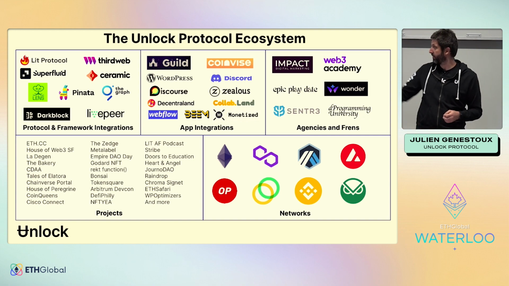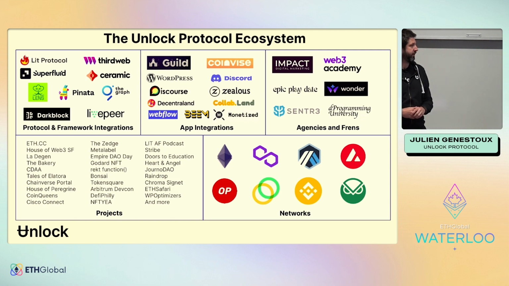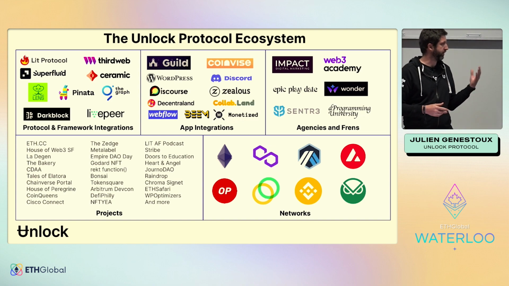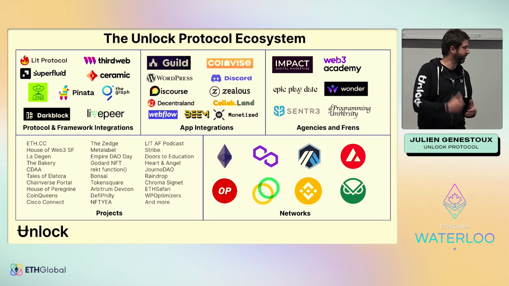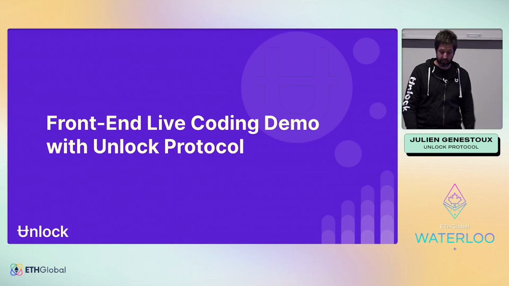Maybe the interesting part about the networks, we're actually on 9 different chains. You can only see 8 here. The 9th one is called Palm. It's not a very popular one, but we have a customer that wants to use this. So we are on Mainnet, Polygon, Optimism, Arbitrum, Celo, Binance, Gnosis, and I'm sure I forgot one, but you get the logos here. Cool. Let's jump into a quick front-end live coding demo.